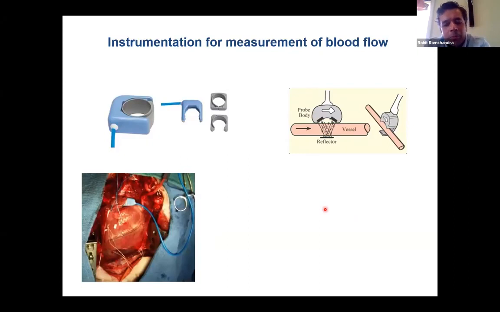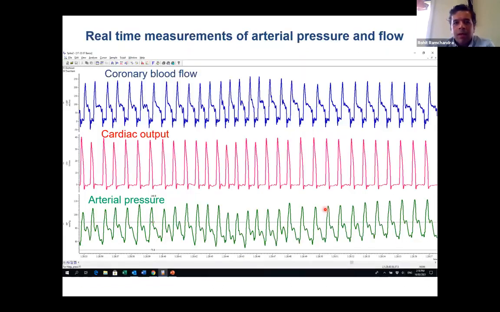blood flow. I'm not going to go into the details of exactly how we implant flow probes in all the different blood vessels, but if that's an interest, I'll give you some examples of what we have done. And if you're really interested, feel free to get in touch with me, or I'm sure any of the AD Instruments staff would be able to help you with that.